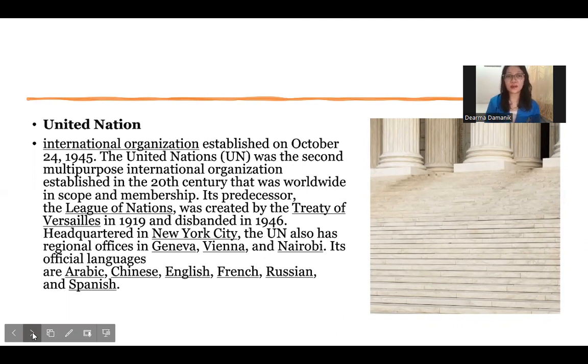was worldwide in scope and membership, and its predecessor, the League of Nations, was created by the Treaty of Versailles in 1919 and disbanded in 1946. Headquartered in New York City, the UN also has regional offices in Geneva, Vienna, and Nairobi. Its official languages are Arabic, Chinese, English, French, Russian, and Spanish. So those are the official languages of the United Nations.